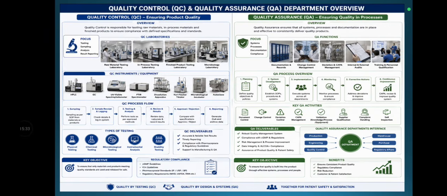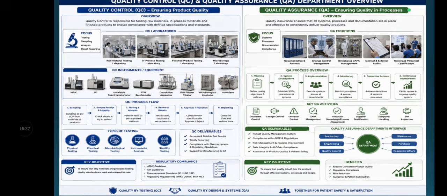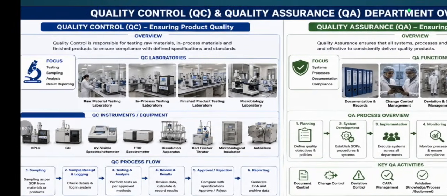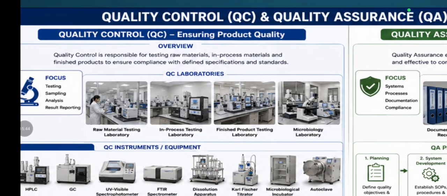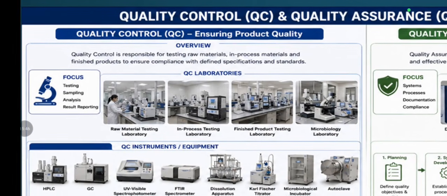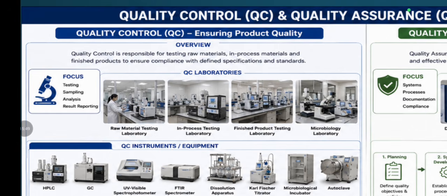Next is the quality control and quality assurance department in a pharmaceutical plant. We know the quality control area is where all the instruments are used from an analysis point of view. Basically, this area is for testing raw material, in-process samples, and finished products to ensure compliance as defined in the SOP. The focus of this quality control area is testing, sampling, analysis, and result reporting.